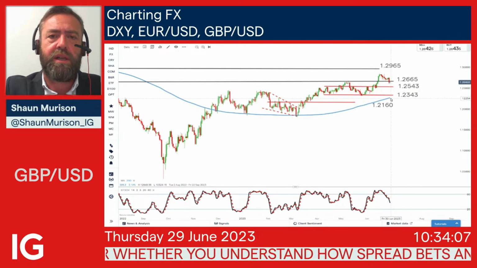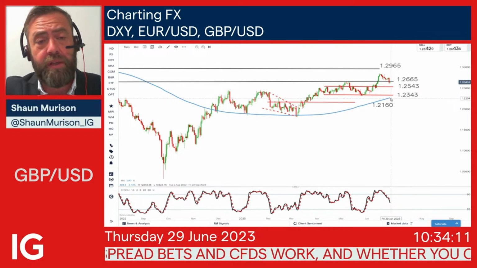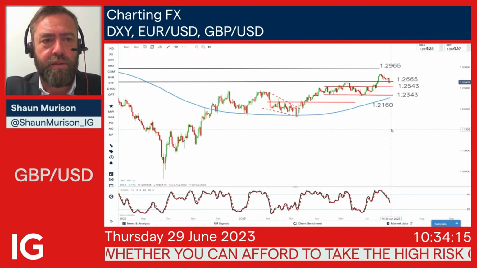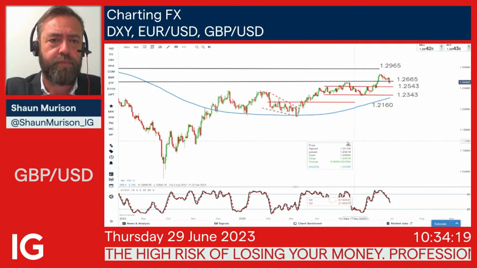And if we start trading below that 200-day simple moving average, we consider that longer-term trend to be broken and no longer up. But we're still quite a way away from that. So still sticking to a long bias on trades on cable at this point in time.